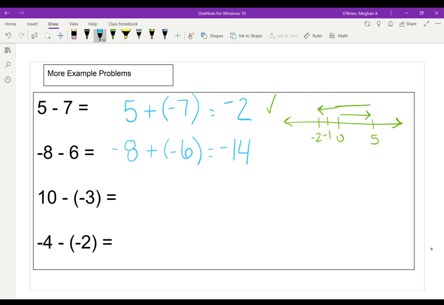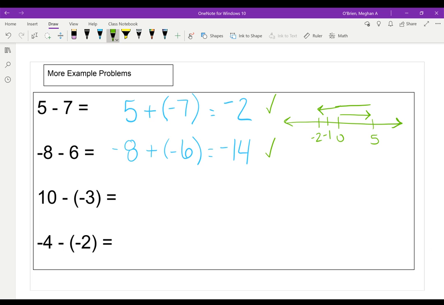The temperature drops 8 degrees, and then it drops 6 more degrees. So yeah, it'd be at negative 14. I lose $8, I lose 6 more. I've lost a total of $14. Okay, so that makes sense.